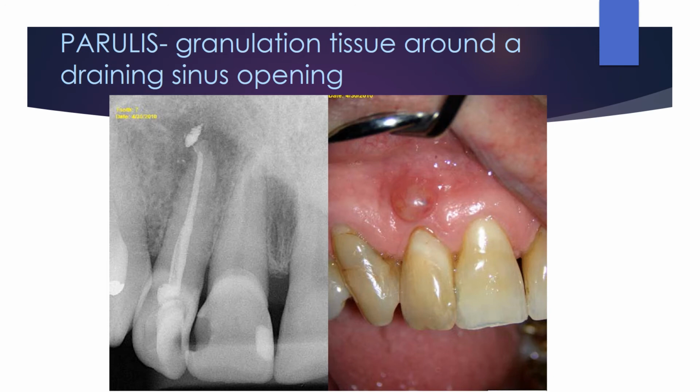Parulis is the term given to granulation tissue around a draining sinus opening. This happens multiple times when the sinus has drained, and the tissue around it is inflamed due to reaction of the tissue around it. It forms granulation tissue and appears like a swelling which remains in the oral cavity till the tooth is treated or the etiology is taken care of.